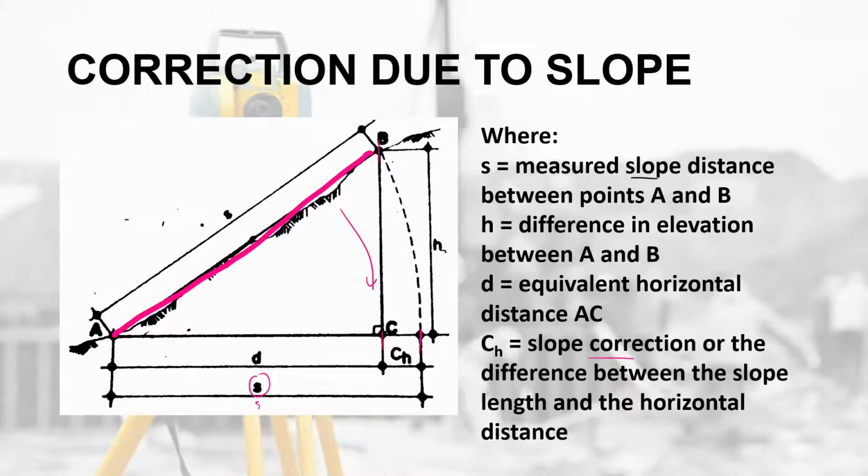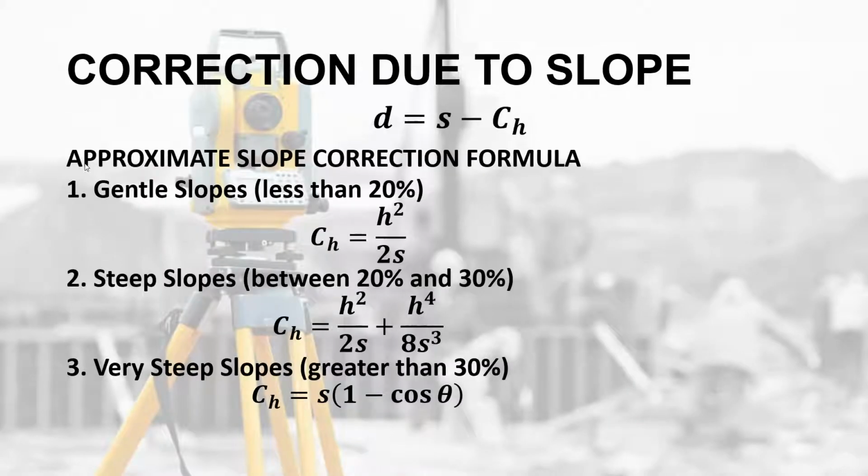So how do we get it? We have this formula: the horizontal distance we need equals the slope distance minus the correction CH. And we have three different approximate formulas: for gentle slopes, those less than 20%; steep slopes, between 20 and 30%; and very steep slopes, greater than 30%. The percent is our slope.